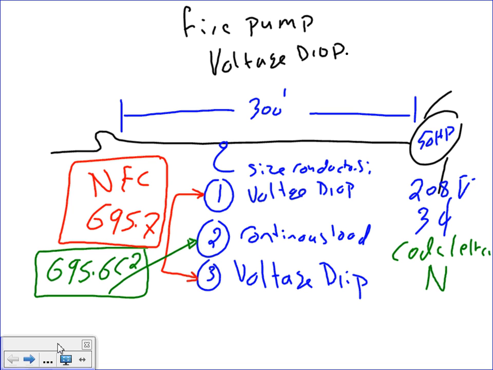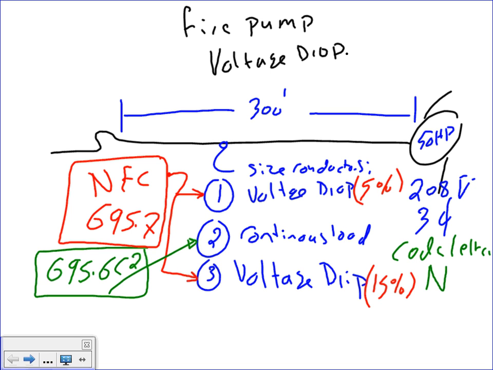Okay, let me repeat myself. When we do the calculation, the first one and the last one, voltage drop and voltage dip, we're going to do them based on NEC 695.7. If you go to the NEC, it tells you for voltage drop on a fire pump, you can go 5%, and if it's a dip, 15%.